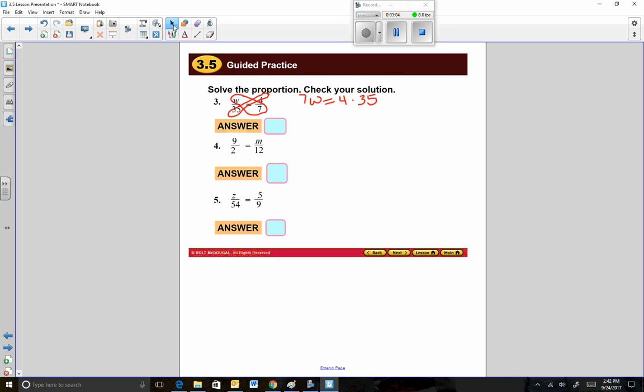Welcome back. If you finished this one, you would have found that w was equal to 20. Cross multiply here to solve your proportion, and m equals 54. And number 5, you should have cross multiplied, and you would have had v equal to 30. Make sure you've shown all your work for these.